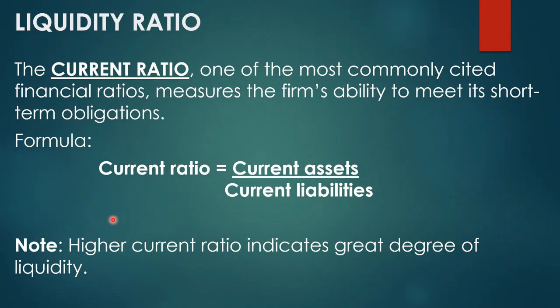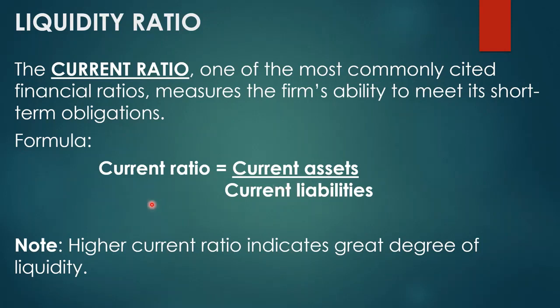Now, ano ba si current ratio? Si current ratio daw, class, is one of the most commonly cited financial ratios because it measures the firm's ability to meet its short-term obligations. Pinapakita lang ng current ratio yung capability, paulit-ulit ko itong sinasabi, ng isang company para mabayaran yung mga short-term obligations nito. Kaya nga nakalagay dito, current ratio. Now, anong formula ni current ratio? Current assets divided by current liabilities. Kaya nga, current ratio, short-term obligations. So, current ratio is equal to current assets divided by current liabilities.